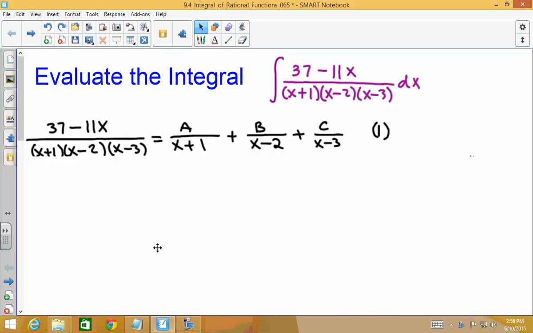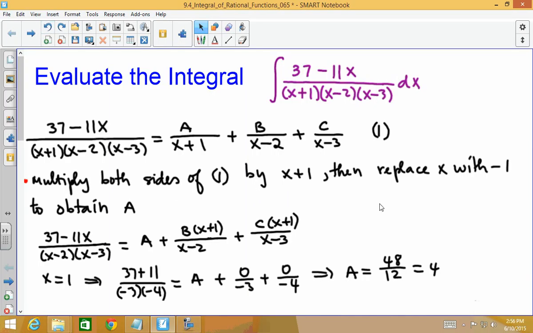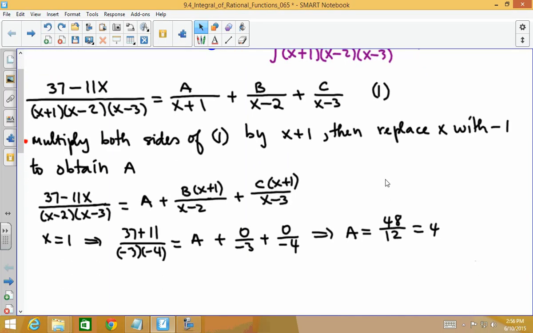So that means write (37 minus 11x) divided by (x plus 1)(x minus 2)(x minus 3) as a over x plus 1 plus b over x minus 2 plus c over x minus 3. We call it equation 1 when referring to it. There might be a different way that you learned to find a, b, and c. We could reduce all to a common denominator and come up with a system of three equations in variables a, b, c. But a short way here is, first to find a, multiply both sides by x plus 1.